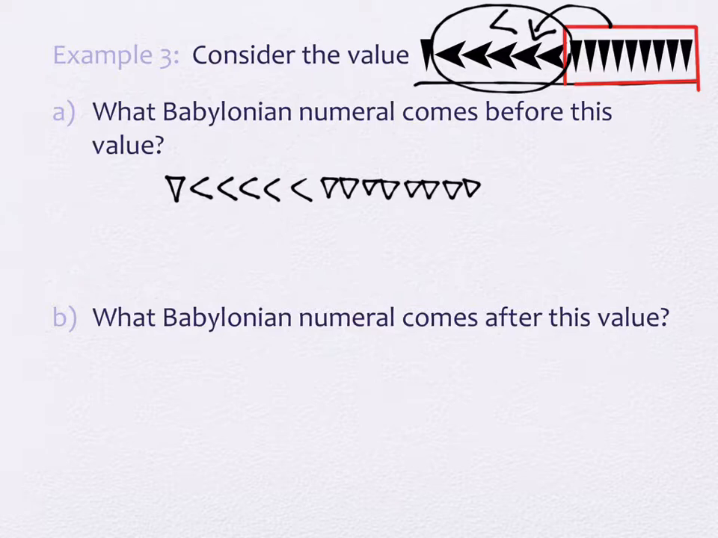60. Okay, but they have a base 60 system, correct? So we don't keep 6 of this particular item because it's worth 60, and we trade it up again for another value, and it'll become 2 triangles. So the value after the one that we have is simply 2 triangles. Does anybody see a problem with that?